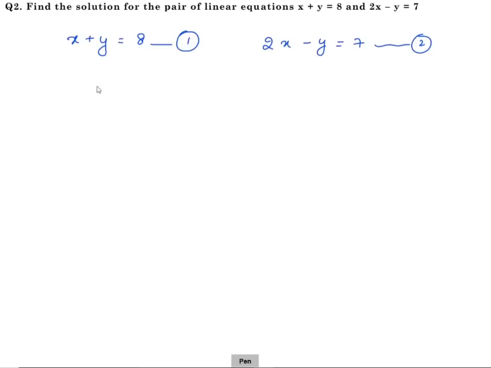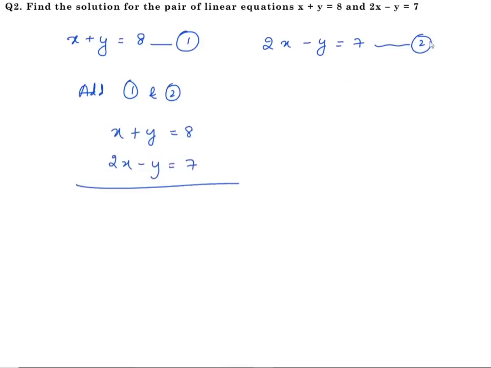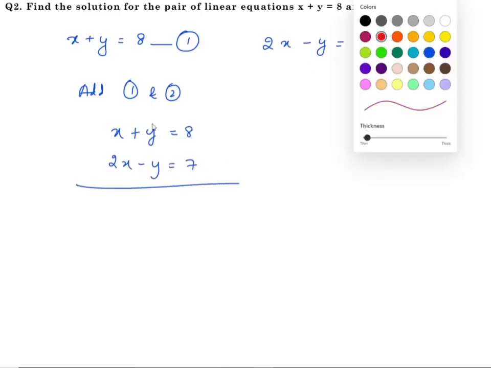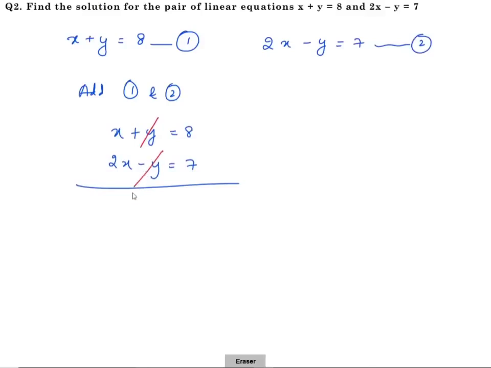So what will I do? I'll add equation 1 and 2. x plus y equals 8 and 2x minus y equals 7. If we add equations 1 and 2, plus y and minus y will cancel out. What you get is x plus 2x is 3x equals 8 plus 7 is 15. Now x equals 15 by 3. 3 fives are 15. We got the x value as 5.